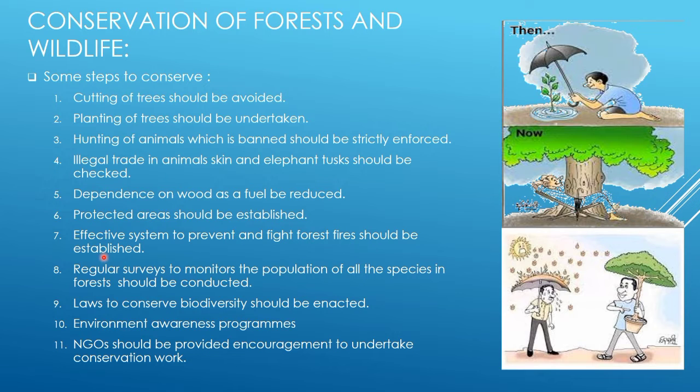Next is that protected areas should be established. As much as possible, we must try to establish protected areas like national parks, wildlife sanctuaries and biosphere reserves. These are protected areas that need to be established as soon as possible. Effective systems to prevent and fight forest fires should be established. This year or last year we heard that the Amazon forest got burned down, and many forests got burned down. So in order to fight all those forest fires, we need to be ever ready with all those systems.